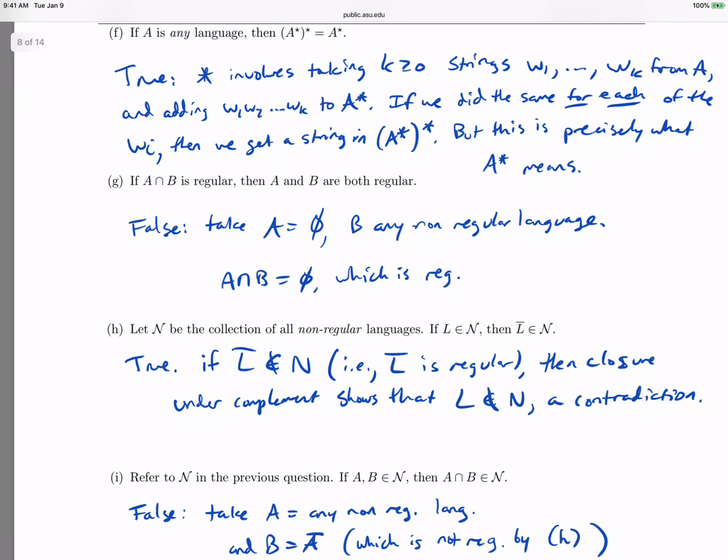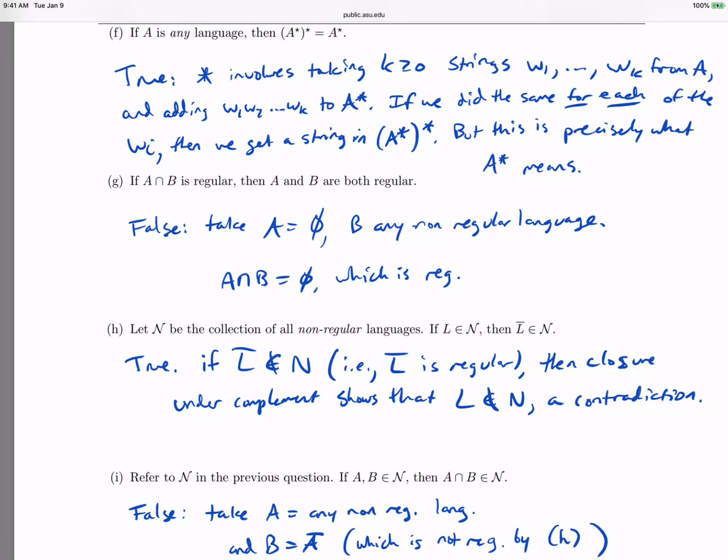For G, a lot of people missed this one too. Well, actually, most people missed all 5 of these on the back. So F through J or whatever it is. The problem here is, if you say that this is product construction, it's not. If A and B are regular, then A intersect B is regular. That's true, because that's product construction. The problem is, this is the converse of that statement. If the intersection is regular, it's not necessarily the case that both pieces are regular.